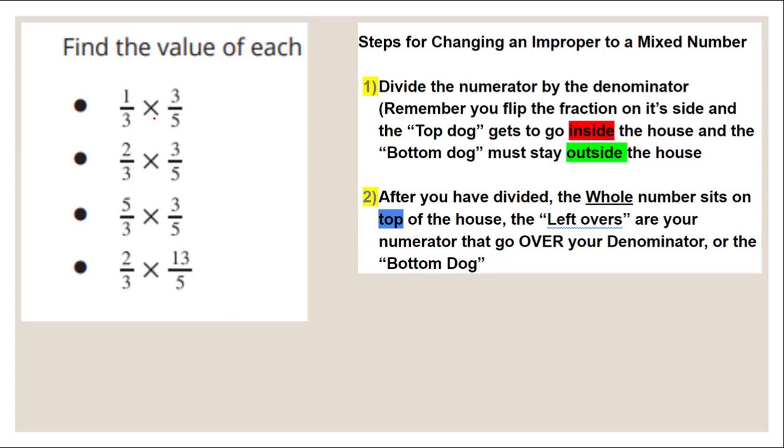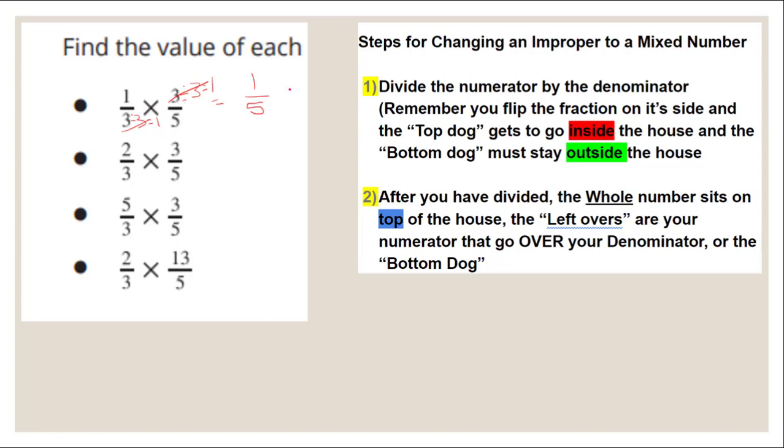So let's go to our 3 and 3. Those both can be divided by 3. 3 divided by 3 is 1. 3 divided by 3 is 1. So now I can multiply. 1 times 1 is 1. 1 times 5 is 5.